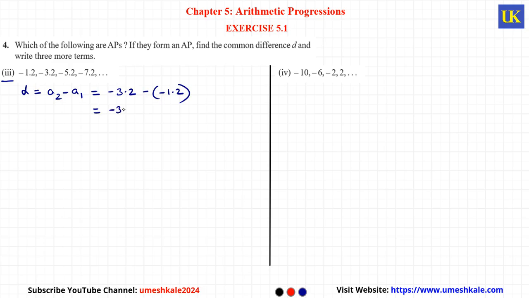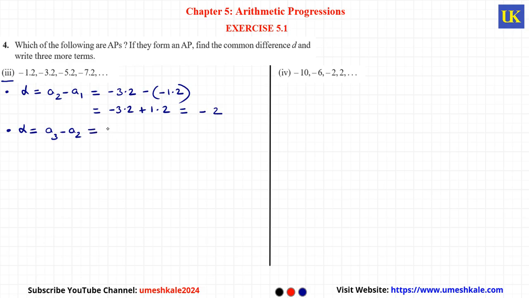So minus 3.2 minus minus plus, so 1.2. So minus plus is minus and sign of bigger number. So the answer is minus 2. Answer is minus 2. But we need to check it one more time. So one more time we will check here. And this time we have to do A3 minus A2.